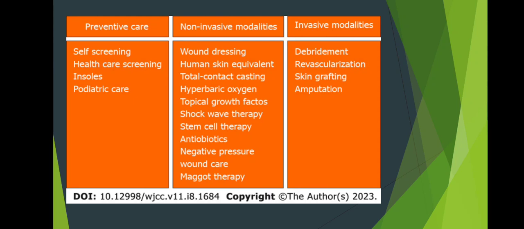So when we look at management of diabetic foot ulcer, there's preventive care, there are non-invasive modalities, and invasive modalities. On preventive care, you need to teach the patient self-screening, healthcare screening, use of insoles, and podiatric care, which is foot care. Then non-invasive modalities include wound dressing, total contact casting, hyperbaric oxygen therapy, topical growth factors, shockwave therapy, stem cell therapy, use of antibiotics, wound care, and magnetotherapy. Then invasive modalities include debridement, revascularization, skin grafting, and amputation.